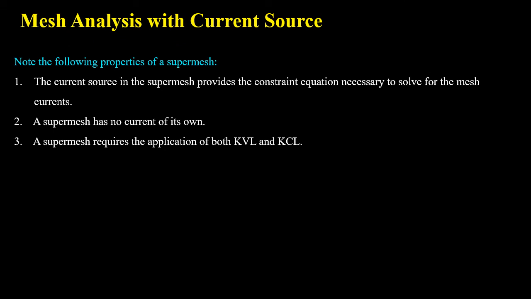Now we will discuss a few properties of supermesh. The first one is that the current source in the supermesh provides the constraint equation which is required for solving the mesh currents. And also the supermesh has no current of its own. And for solving we use predefined mesh currents. And the supermesh requires the application of both KVL and KCL, like we were using in the case of supernode.